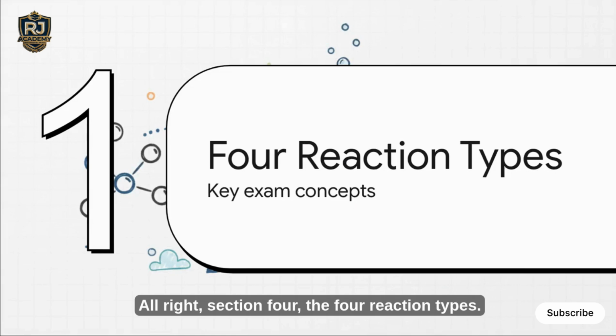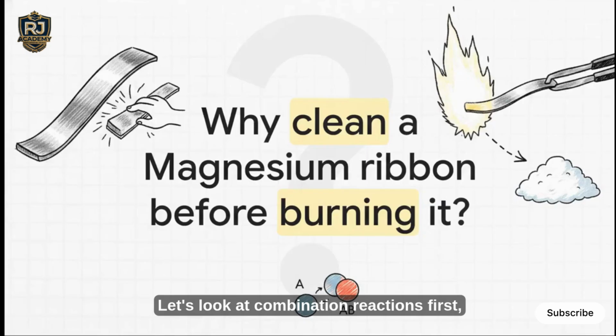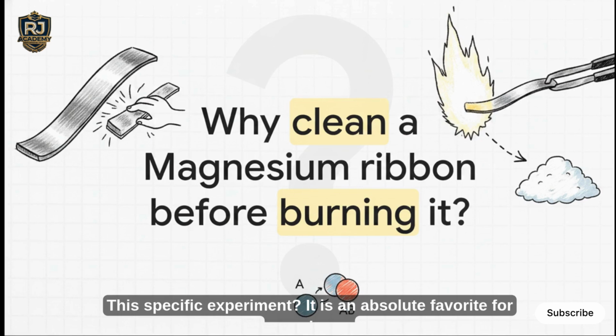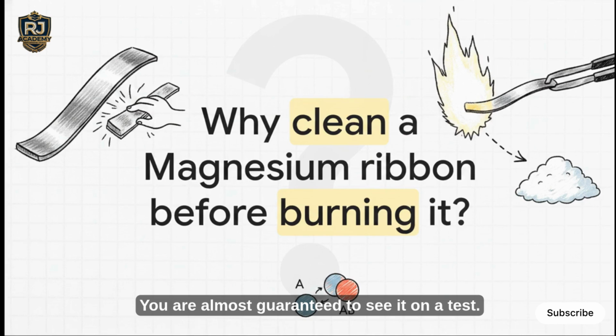All right, Section 4, the 4 reaction types. Let's look at some key exam concepts. Let's look at combination reactions first, where 2 reactants combine into one single product. This specific experiment, it is an absolute favorite for examiners. You are almost guaranteed to see it on a test.